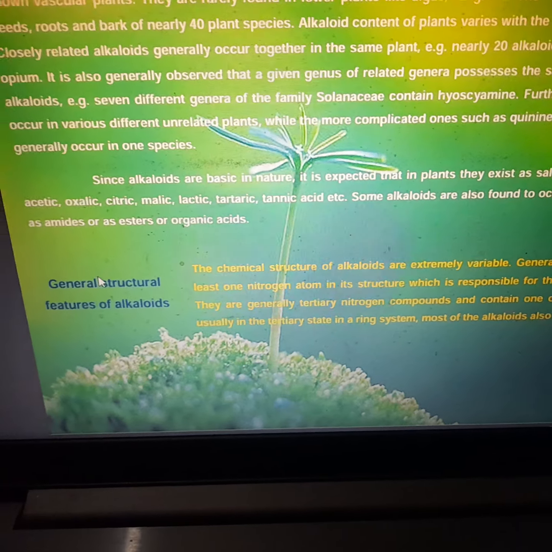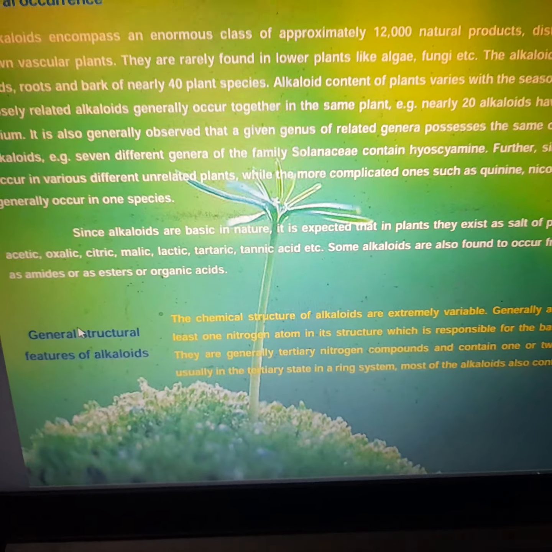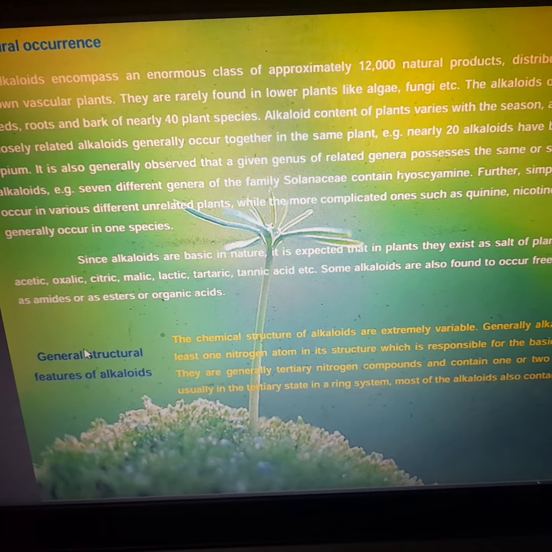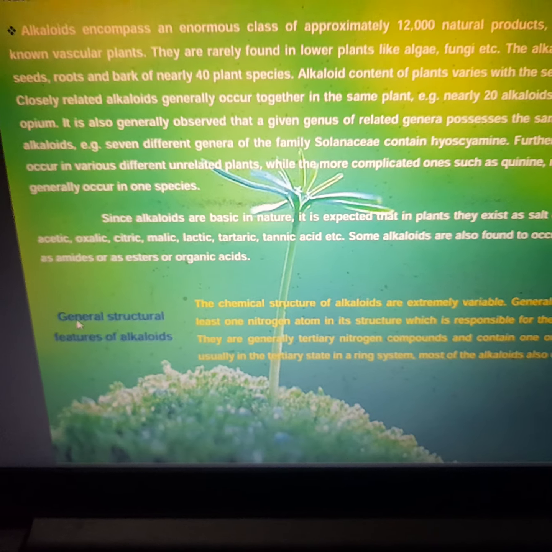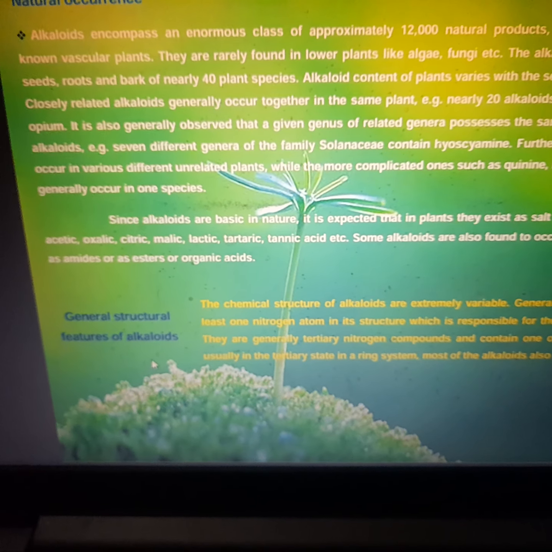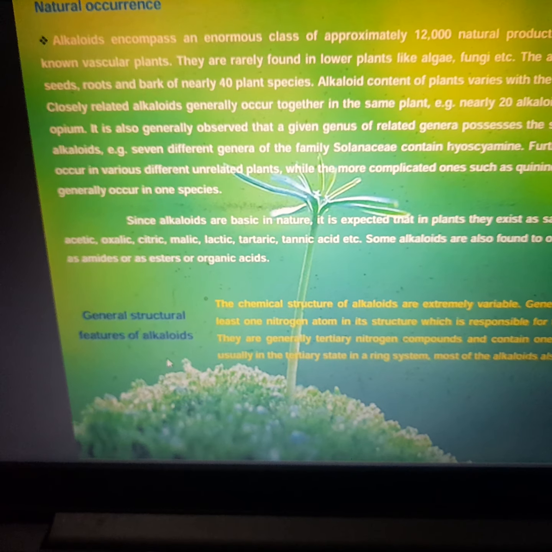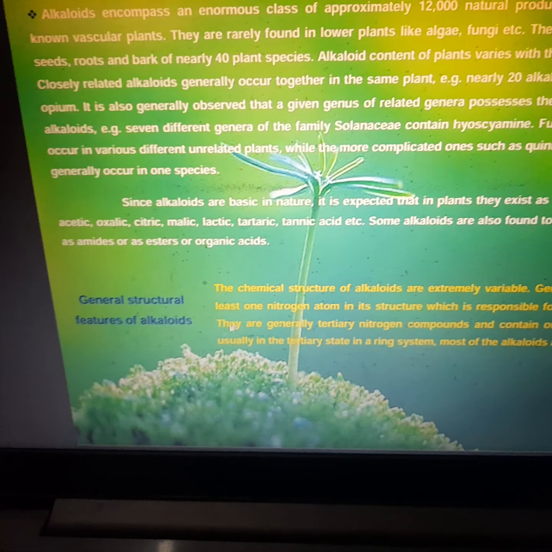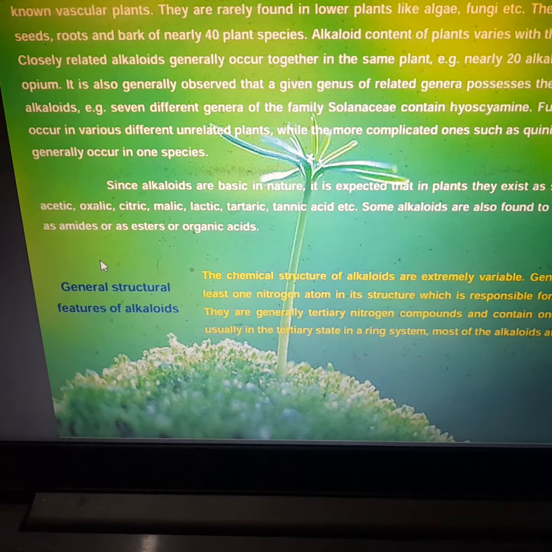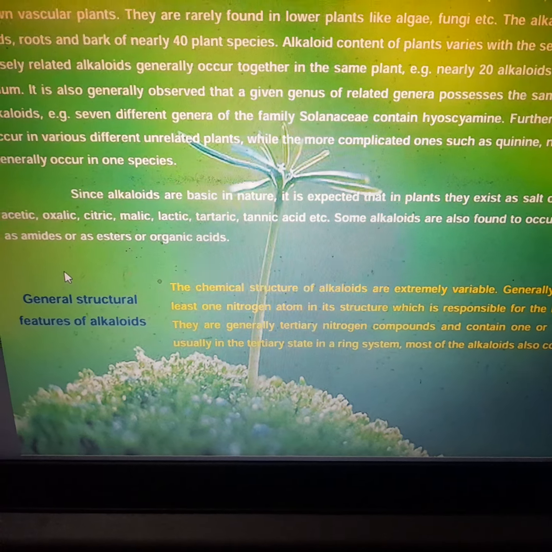So, in the previous video, we talked about the introduction portion of the alkaloids. Today, we are going to discuss the general structural features of alkaloids. The chemical structures of alkaloids are extremely variable.